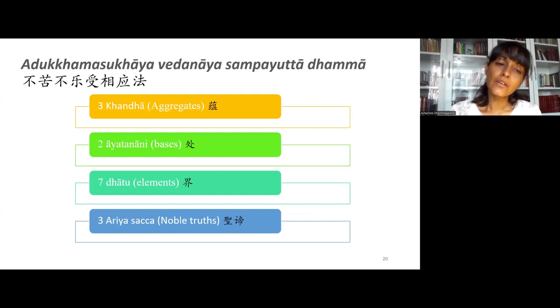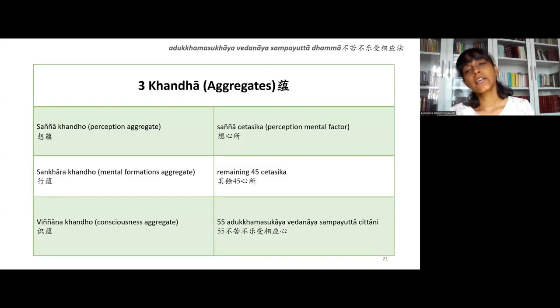So here we get 3 khandha, 2 āyatana, 7 dhātu, and 3 ariya sacca. We'll take the aggregates first. Again, you don't find Rupa, and Vedana is excluded from this Matika. Therefore, we are left with Sanya, Sankhara, and Vijnana. And Sanya, perception mental factor, is classified under Sanya Khandha. The remaining 45 Chetasika are classified under Sankhara Khandha, and all 55 Chitta are classified under Vijnana Khandha.